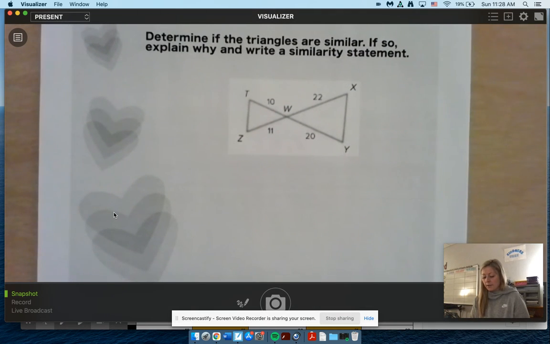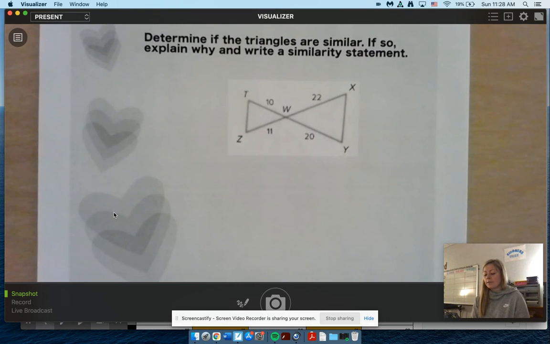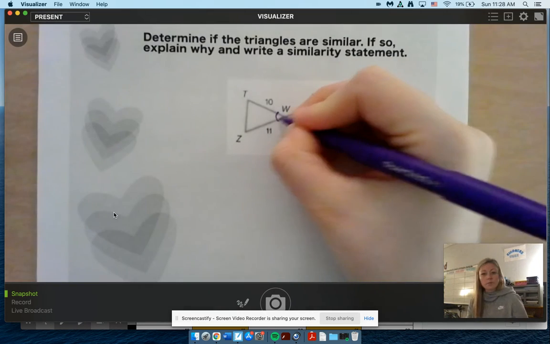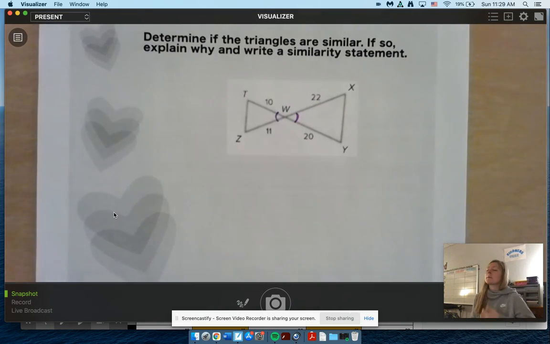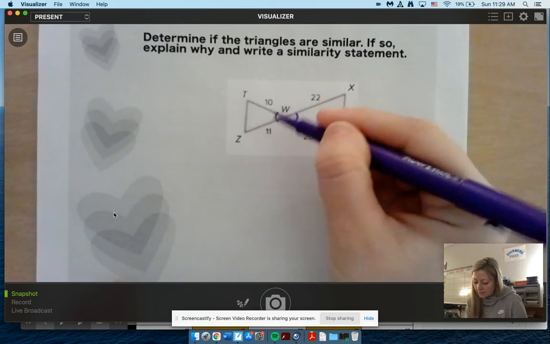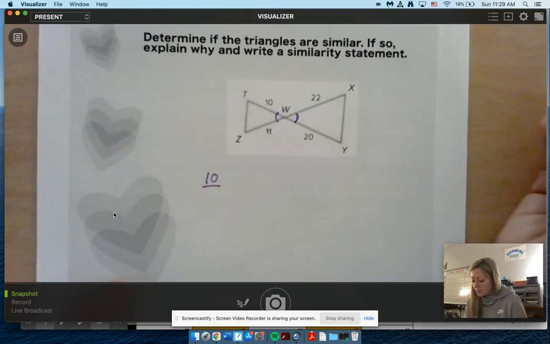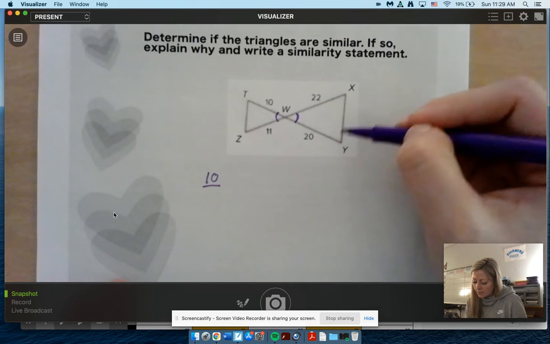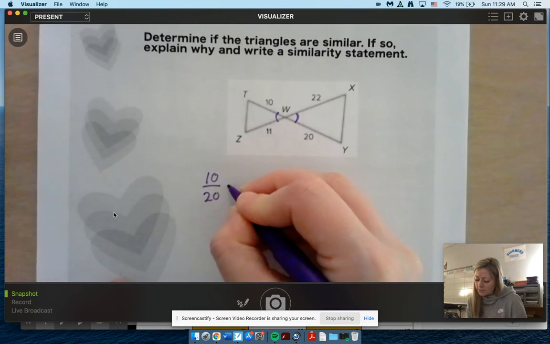Again, another problem here. So remember when I said whenever you have those intersecting triangles that kind of look like a bow tie, we get those nice vertical angles. So we have an angle pair. So we're probably thinking this is going to be side angle side, but we have to make sure our sides are proportional. So if I look at my triangle on the left, my smaller side is 10. What's our small side on the triangle on the right? It's 20. Reduce 10/20 to a half.